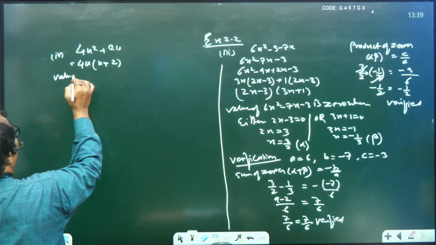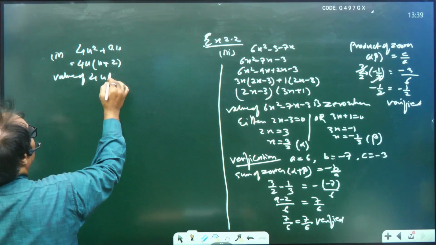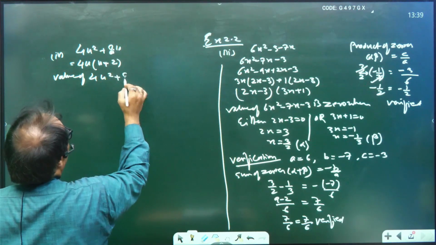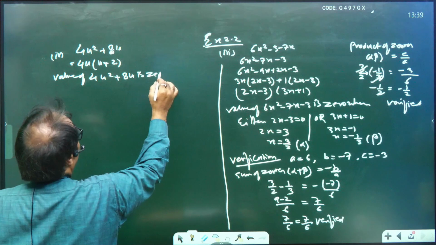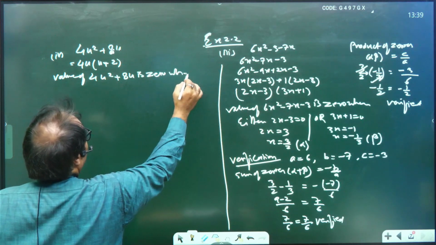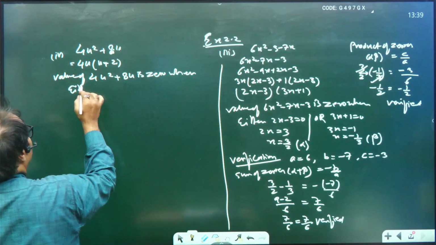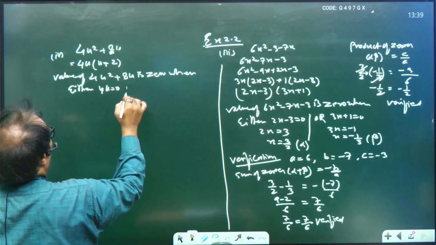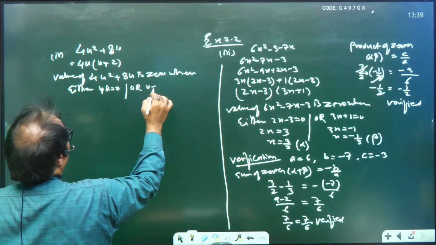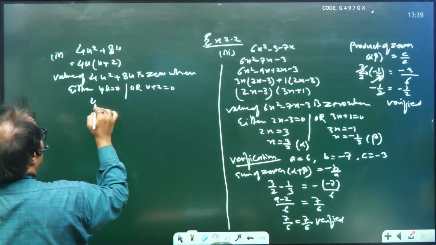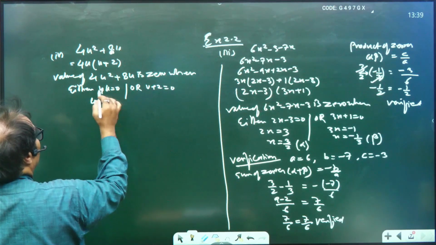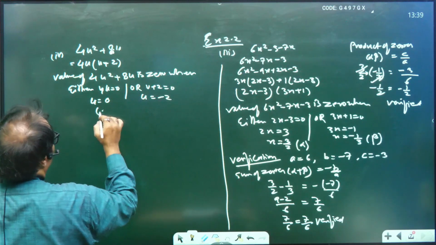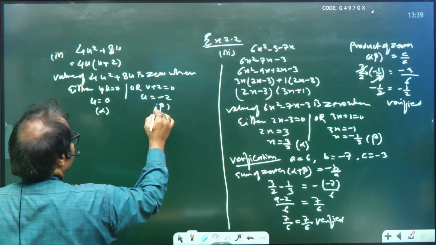So the value of 4u square plus 8u is 0 when either 4u is equal to 0 or u plus 2 is equal to 0. So here u is equal to 0 by 4, that is 0, and here u is equal to minus 2. So one is alpha and another one is beta.